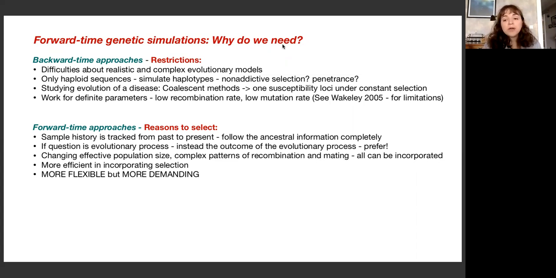And also you can incorporate, for example, changing effective population size. So get the population started, as I said, and change it, like expand the population or create a bottleneck. You can also incorporate complex patterns of recombination and mating, and it's more efficient in incorporating selection. But the disadvantage is that, as I said, it's more flexible. Yes, you can do whatever you want, but they are more demanding compared to the backward time approaches.